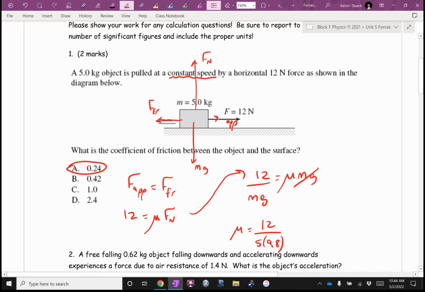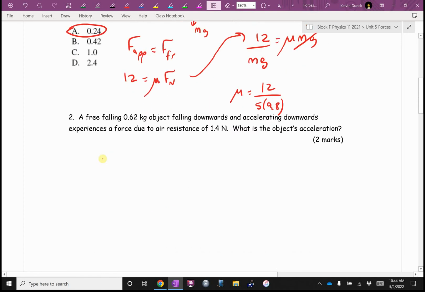Is it A? It's almost 12 divided by 48. 12 divided by 48 would be 0.25, so I figured it's going to be close to 0.25. 2 marks, all or nothing.